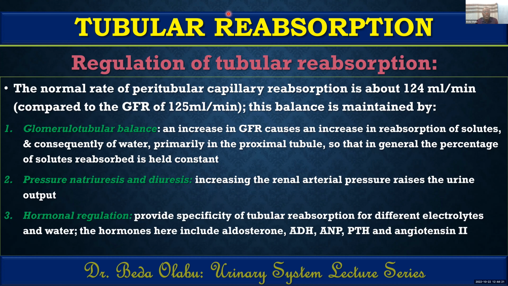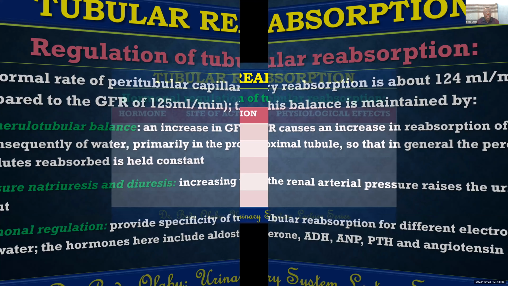Lastly, we have some hormones that also control specific substances. They control the reabsorption of specific substances. These hormones include the aldosterone hormone, antidiuretic hormone, atrial natriuretic peptide, parathyroid hormone, and angiotensin II. Let's see what these hormones do. We start with aldosterone.